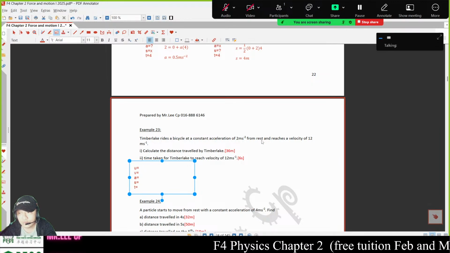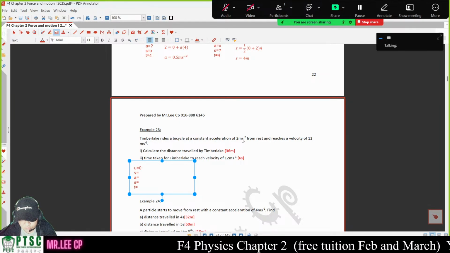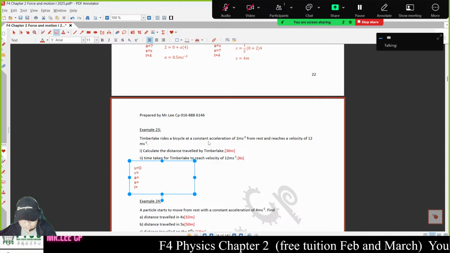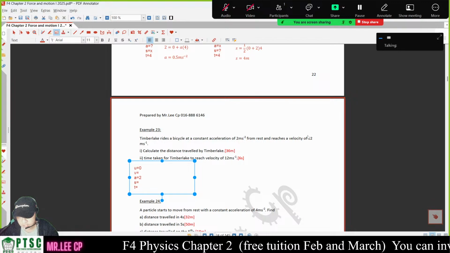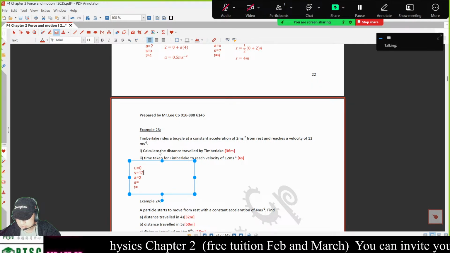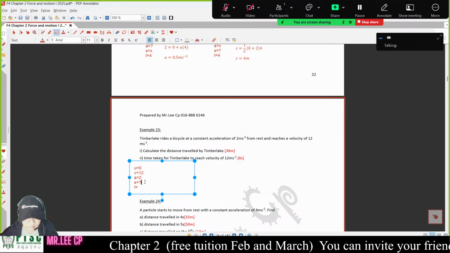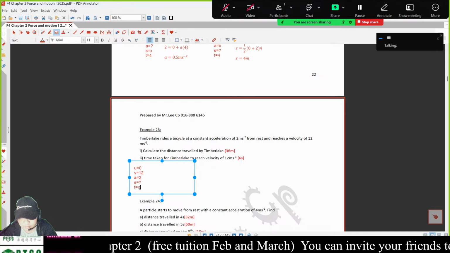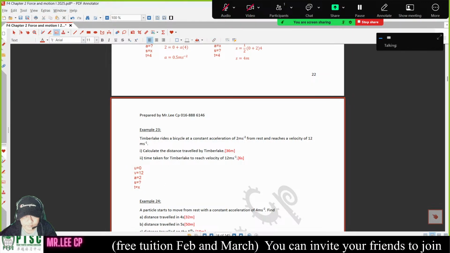U is from rest, so U is 0. Now acceleration is 2 m/s squared, and velocity V is 12. Now calculate the distance traveled. Distance traveled is your displacement. Time, we don't have. No time.